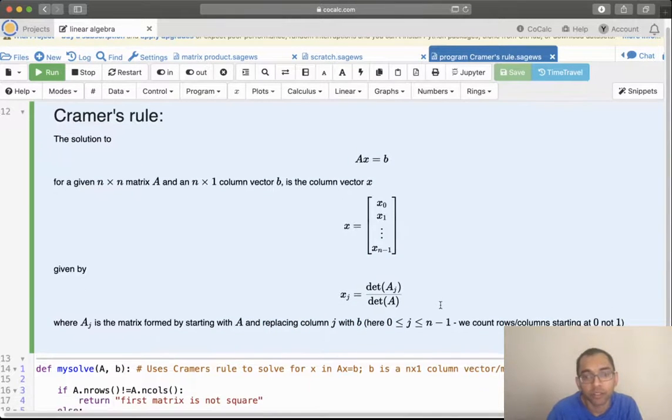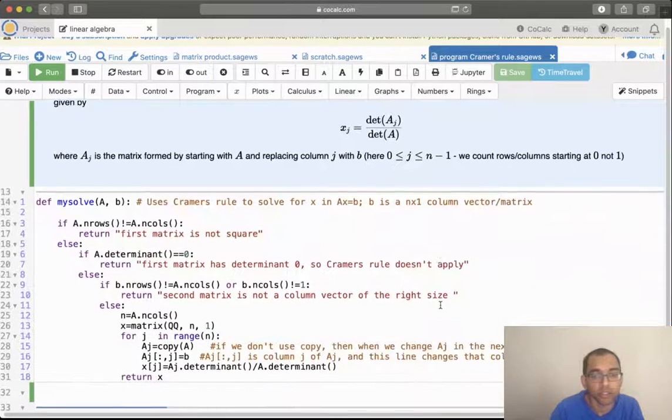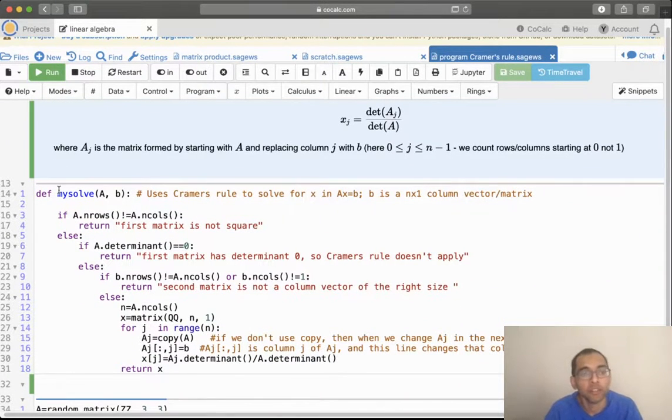Okay, so let's go to the programming part. I'm going to call my program or function mySolve, and it accepts A and b. These are the matrices, and we have to solve for x. It's going to return x. And again, the notation for writing a function in Sage is def, then the name of your function, followed by the variables it takes as input, and then followed by a colon.